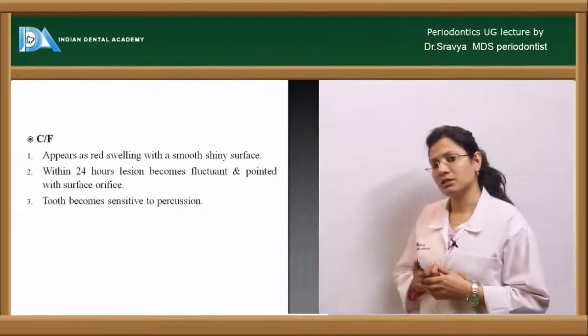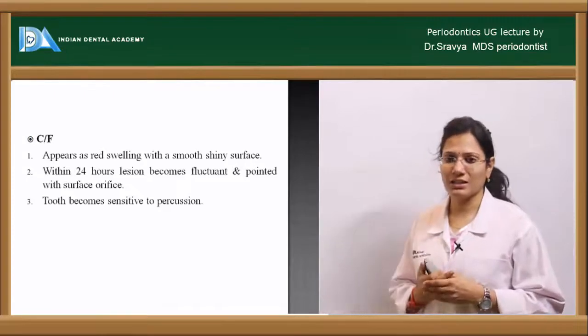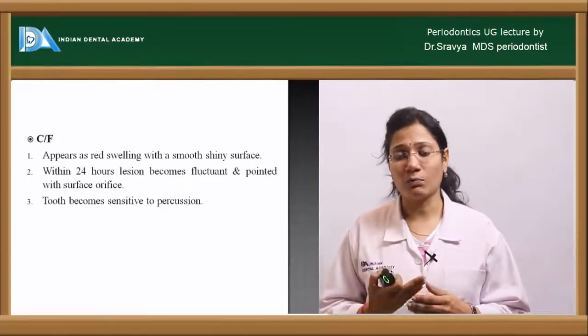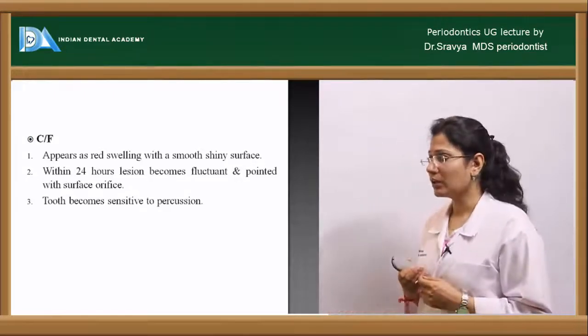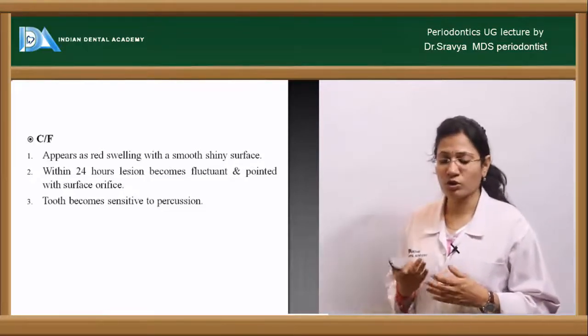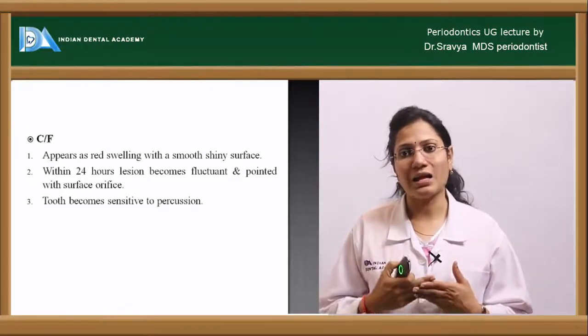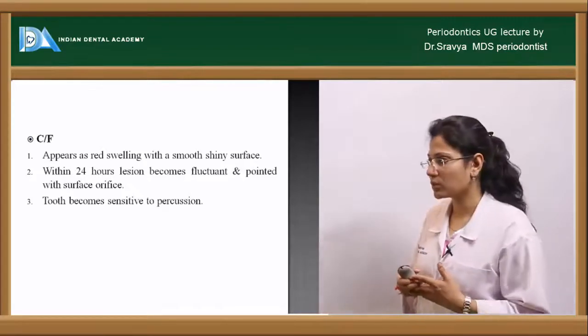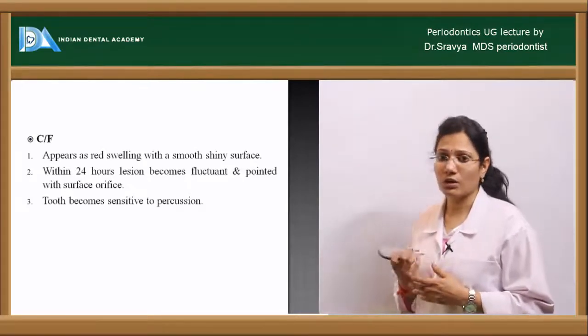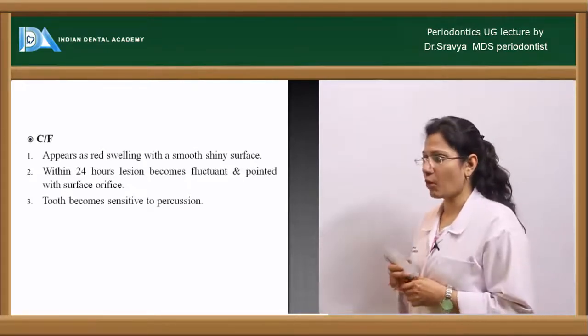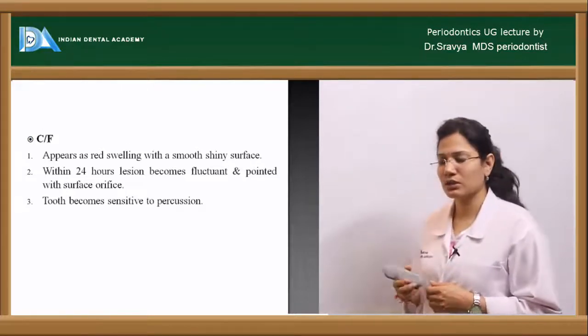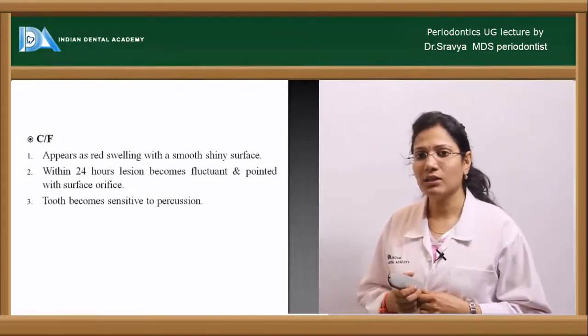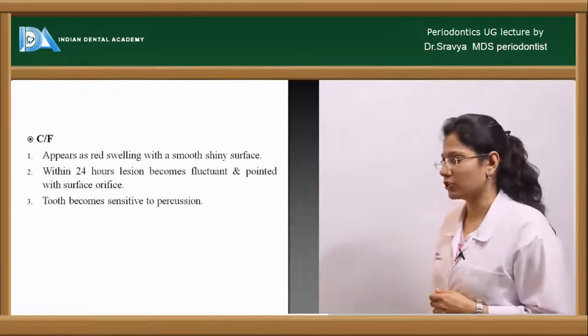Now this appears as a red swelling with a smooth, shiny surface, and you can probably see a sinus opening. You can create a sinus opening at the most fluctuant area of the abscess. Within 24 hours this becomes fluctuant and pointed with a surface orifice. This is what I was talking about, and then the tooth becomes sensitive to percussion.